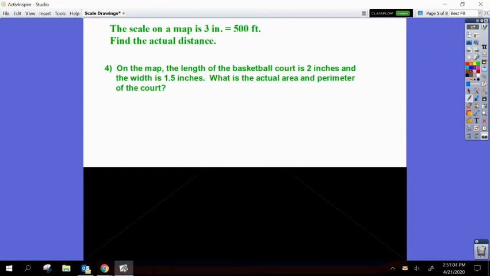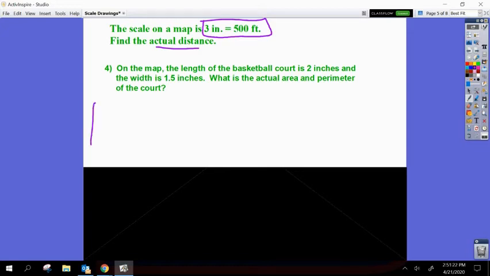Last 2 questions we're going to do. These are the types of questions they're asking you in Edmentum. Right at the top, it says the scale. This is the thing I need to pay attention to. 3 inches is 500 feet. Find the actual distance. On the map, the length of a basketball court is 2 inches, and the width is 1.5 inches. What's the actual area and perimeter?